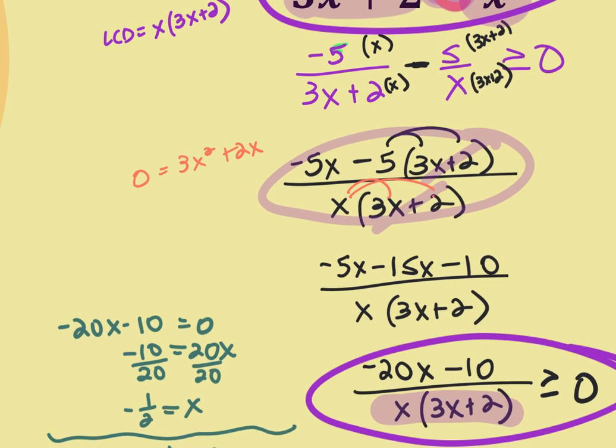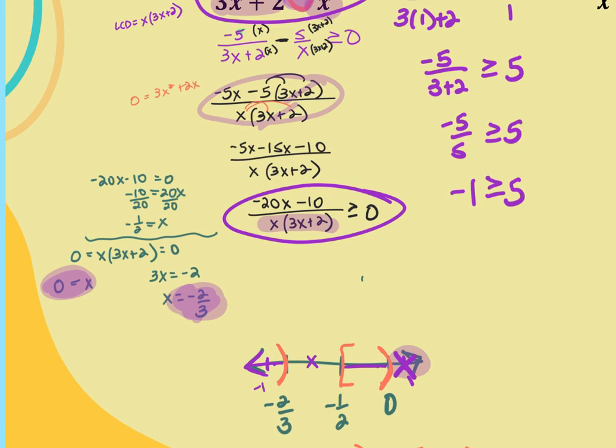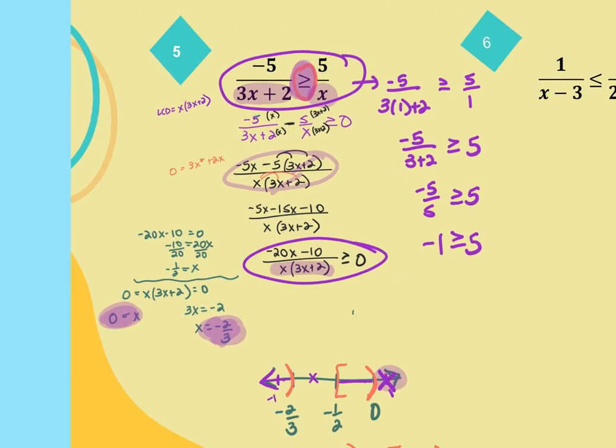Can you show me that part? Because I'm kind of confused where you got negative 5/6.